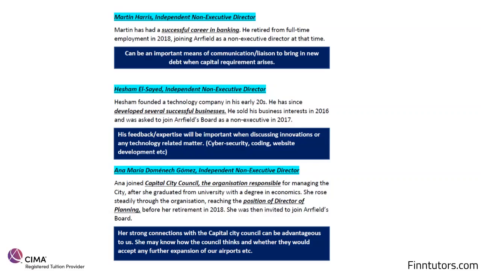Next, we have Anne Maria, who is the independent non-executive director again. Anna joined Capital City Council, the organization responsible for managing the city, after she graduated from university with a degree in economics. She rose to the position of director of planning in the city council itself, a government organization, before her retirement. So her strong connections with the Capital City Council can be advantages to us. She may know how the council thinks, how the council works.